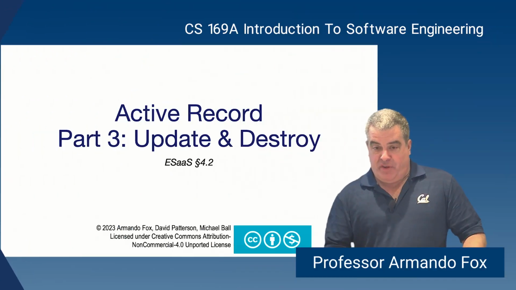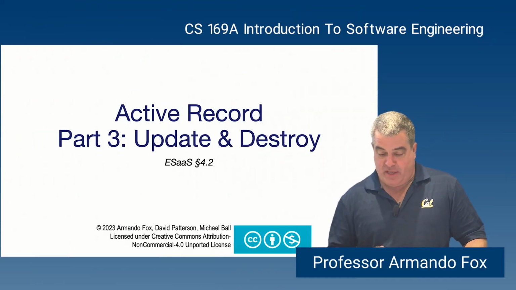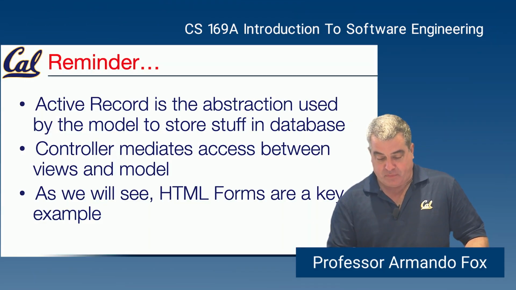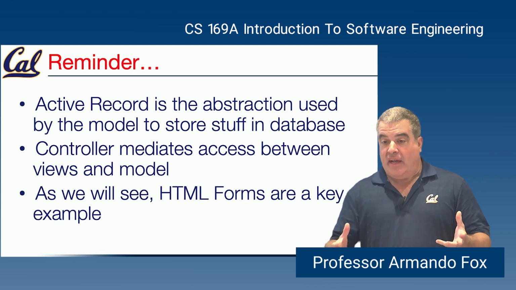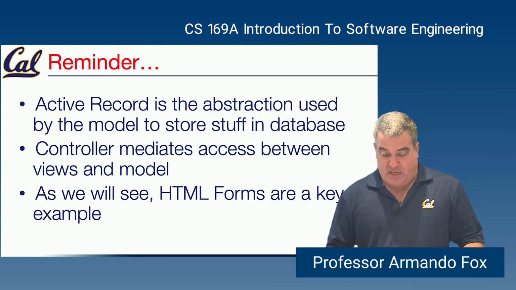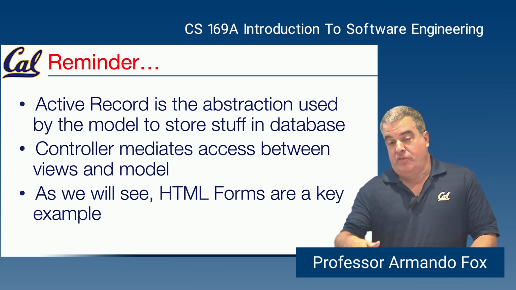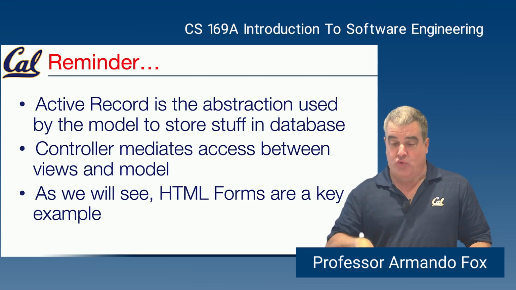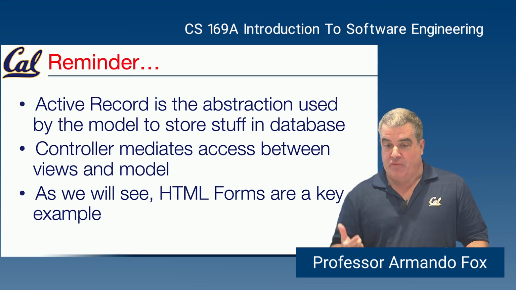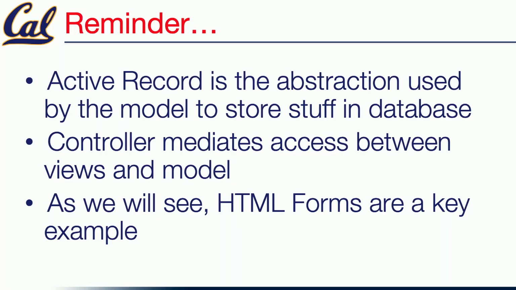So we've done create, we've done read, and for the CRUD operations, that leaves us with update and destroy. Again, Active Record is just the abstraction that is making this connection for us. Once we finish these operations, we're going to see how the controller actually uses the Active Record calls to connect the views and the model. One really important example of that is how HTML forms work, and I'm going to plant this seed ahead of time so that you have it in the back of your mind as we get to that part of the material.